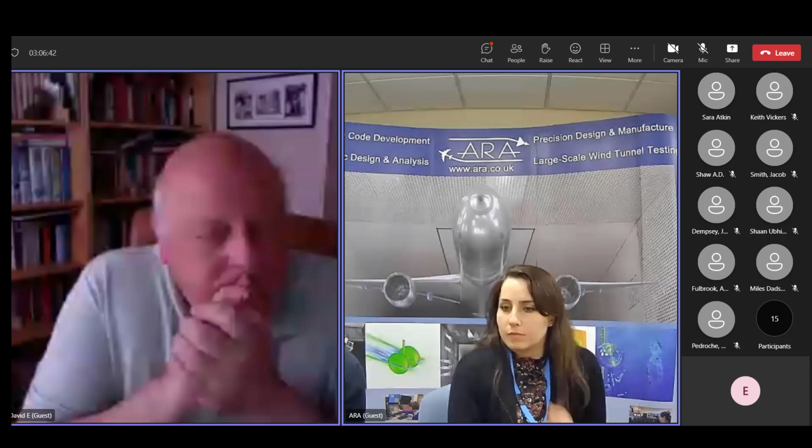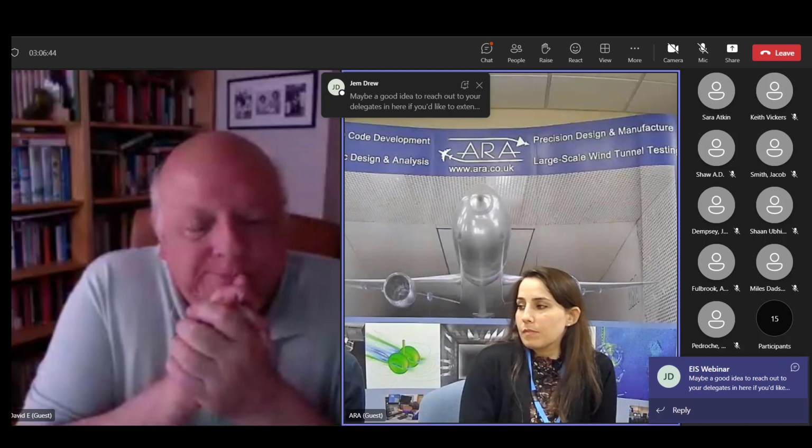I think for other wind tunnel tests, we sometimes measure loads on a pylon that's mounted on a wing, as well as a store that's being mounted on the pylon. So both things.